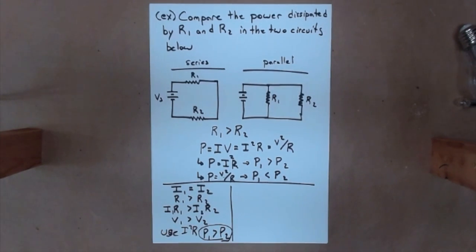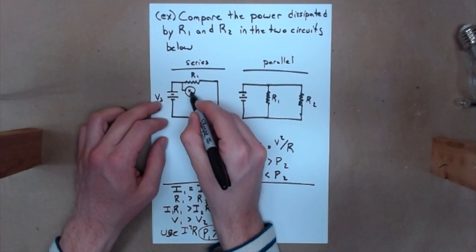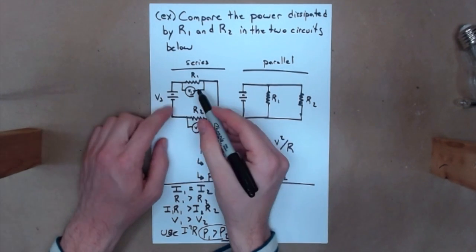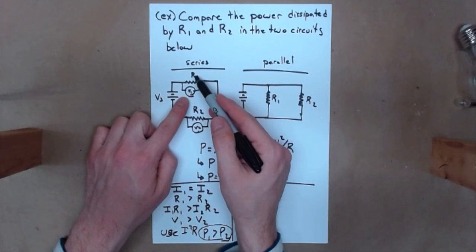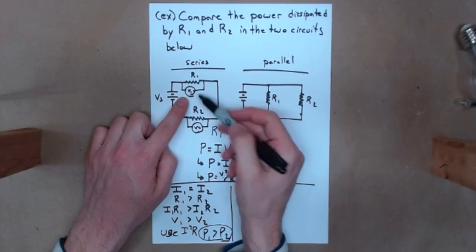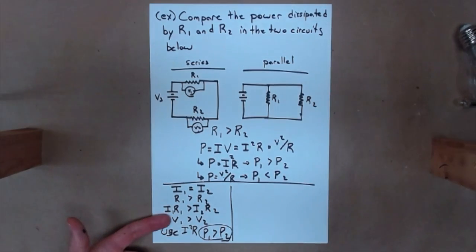Now let's circle back to our series circuit. If I take a voltmeter here and measure V1, and I take a voltmeter here and measure V2, V equals IR. I is the same for the two of them. R1 is greater. So R1 times I is going to be bigger than R2 times I. And so this measurement is greater than this measurement, which is what we mathematically showed right here.